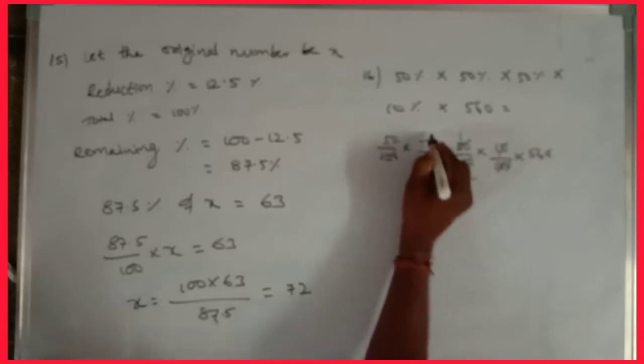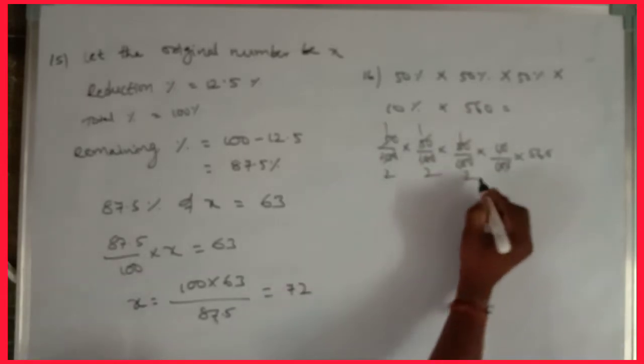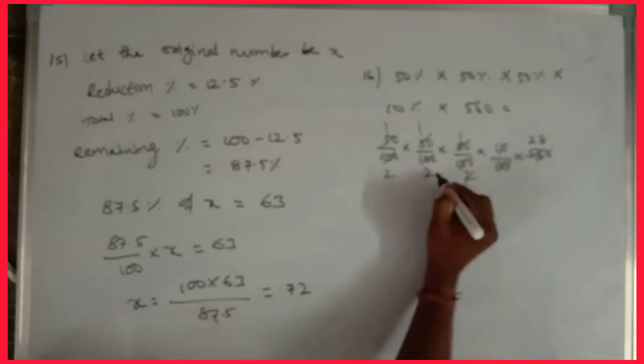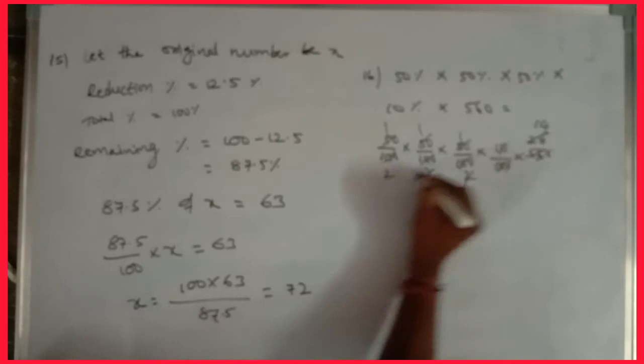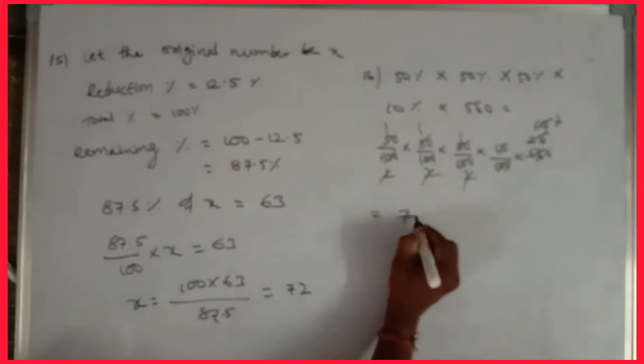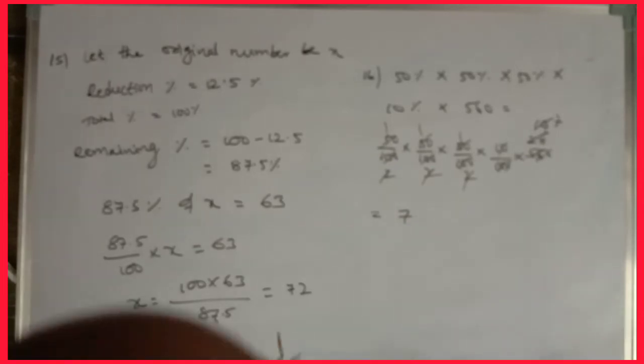After simplifying, 560 becomes 280, then 140, then 70, then 7. So that's equal to 7. 50 percentage of 50 percentage of 50 percentage of 10 percentage of 560 is 7.